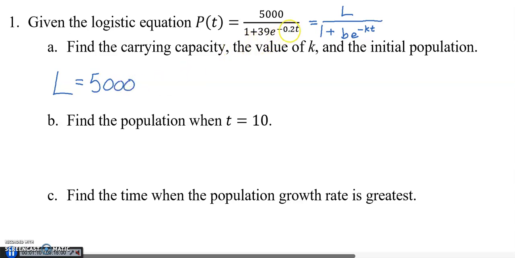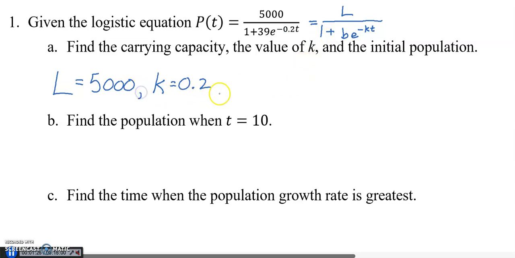The value of k, of course, is whatever the coefficient of t is. So k is equal to 0.2. Notice that we have a negative here and we have a negative here, so k is not negative 0.2. It is simply positive 0.2.